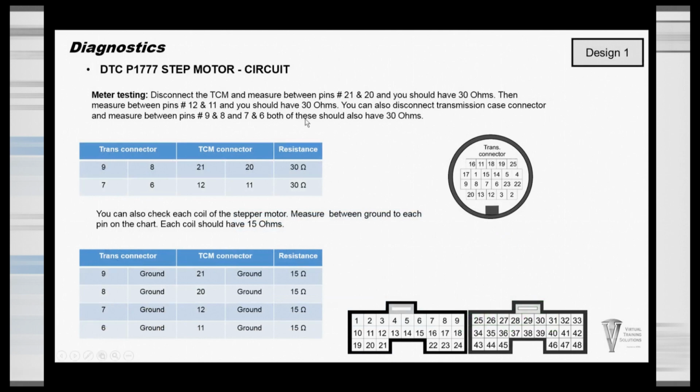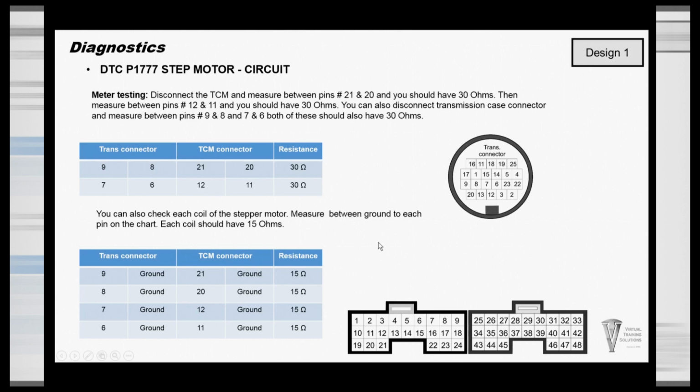So I kind of went over all this on the last one, but let's go over it again because I may have lost a few of you. Design 1. We can do it at either connector, the transmission case connector or the TCM connector. Let's just do the TCM connector because that's where we're at. So we're going to test pins 21 and 20. With a meter from 21 to 20, we're going to get 30 ohms because we're testing 2 coils. Test 12 and 11, so 11 and 12 right here, you're going to get 30 ohms.